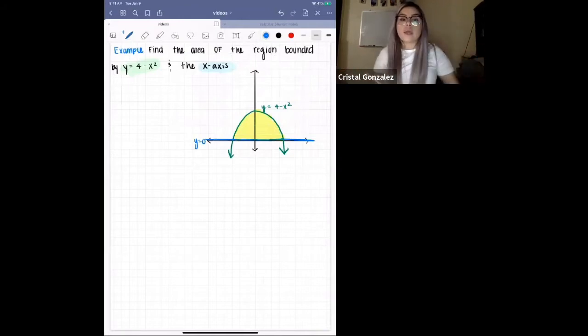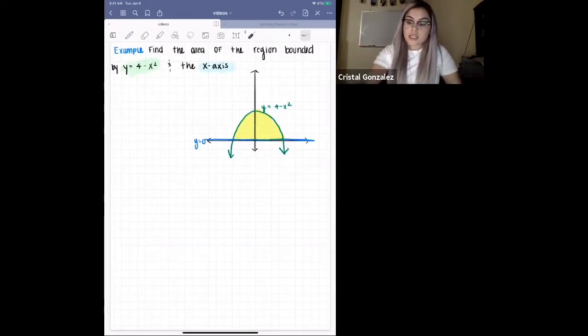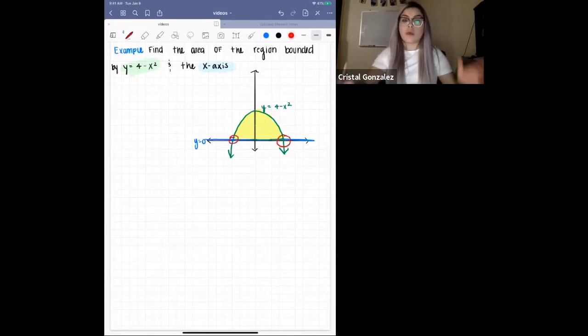So we can easily integrate this. Our top function here is our green function, and our bottom function here is our y equals 0 line. Now in order to integrate it, we need to find what this point here is and what this point here is, so that we can integrate the top minus the bottom between those two bounds. So let's go ahead and find that first.